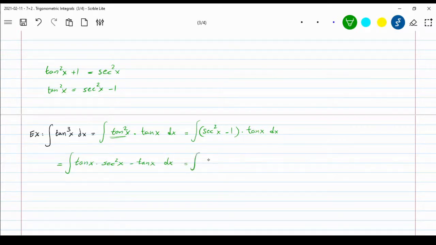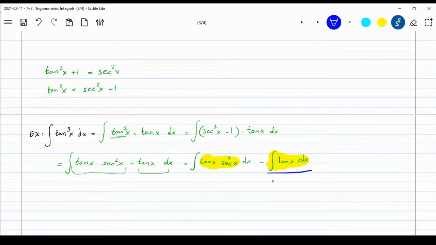But I can write this as two different integrals. One is tangent x secant squared x dx. The other one is the integral of simply tangent x. I split it up because I want to use substitution for the first one, and the second one doesn't really require substitution. I already know that integral. We already know the integral of tangent x. We calculated it above. And for this tangent x secant squared x, I'm going to pick a substitution.